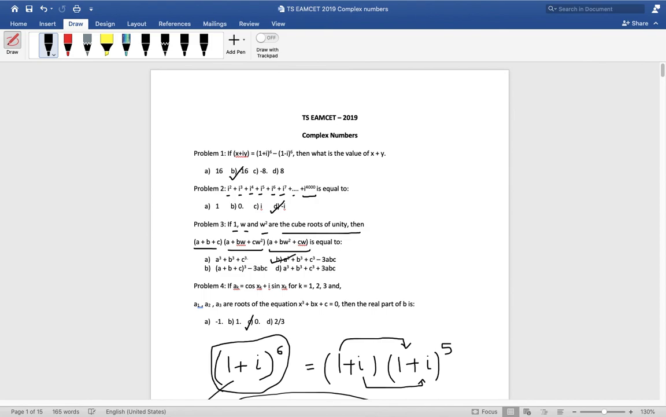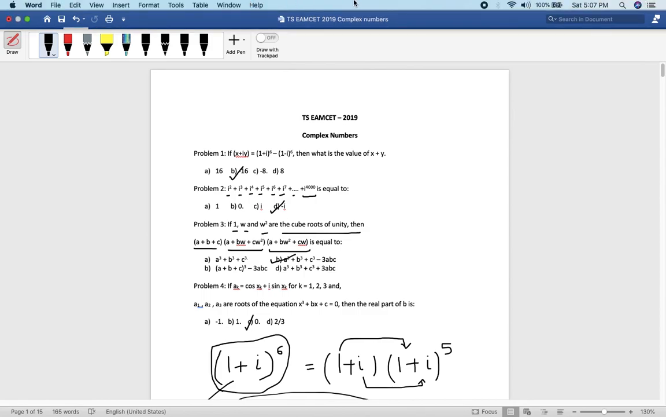So if you encounter a problem like this which is really tough and you're not able to go ahead, better skip that problem rather than wasting 10-15 minutes on a single problem.